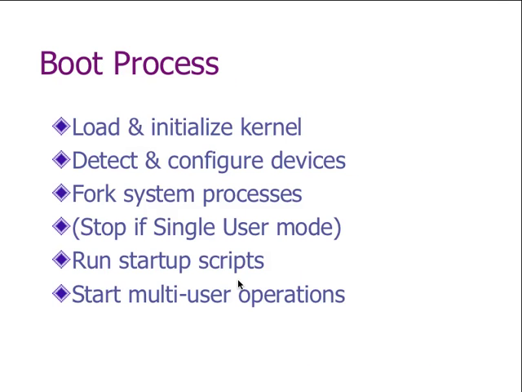So, in terms of the process, what we're doing is we're loading and initializing the kernel first. Then we're detecting and configuring devices. Kind of the same thing Windows does, actually. Then we're forking off the system processes. And then we have daemon processes that get forked off. One might be a print queue, as an example. One might be a backup. One might be monitoring a safety or security level script. And then we stop if we're going to be in the single user mode. And then if not, then we're going to run scripts to set up user accounts and terminal interfaces.